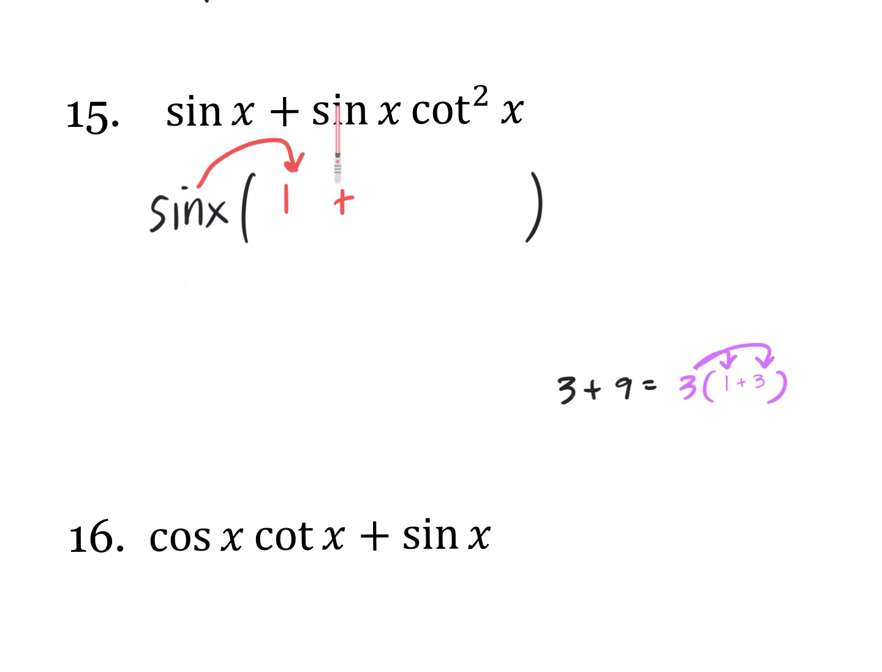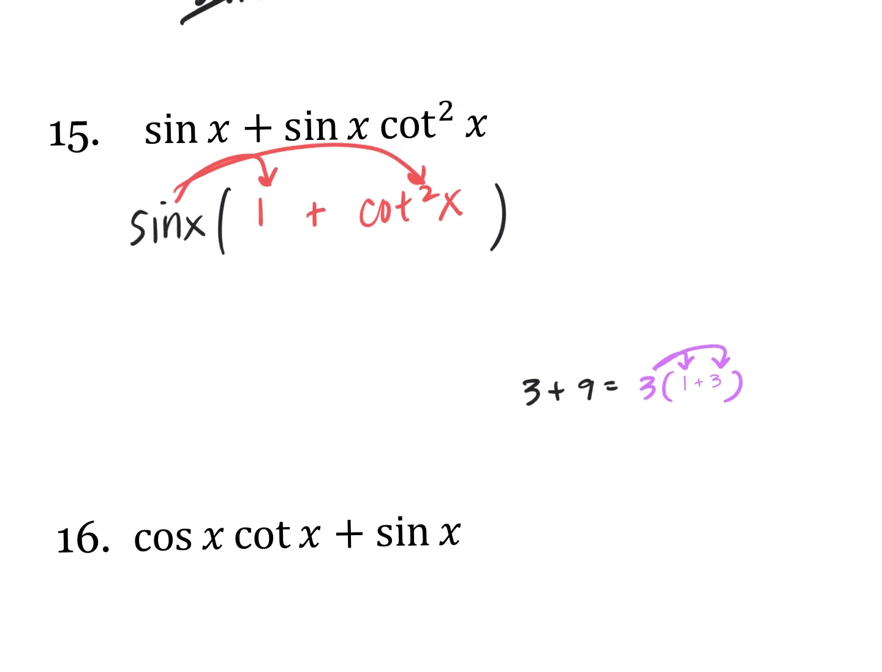Sine times what is going to get me sine cotangent squared? Cotangent squared. And let me say that one more time. When you distribute this through, I'll get what we started with. Are we there? Okay. Then you're like, great. I don't know what to do from there. I don't blame you. You've never seen this.